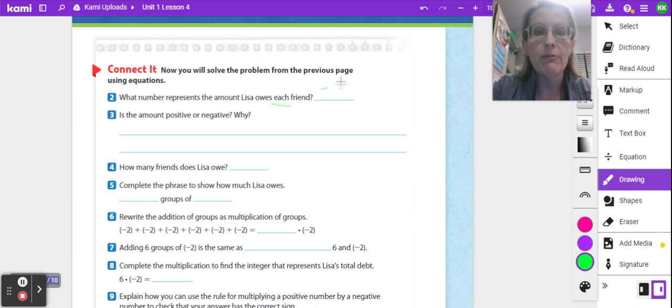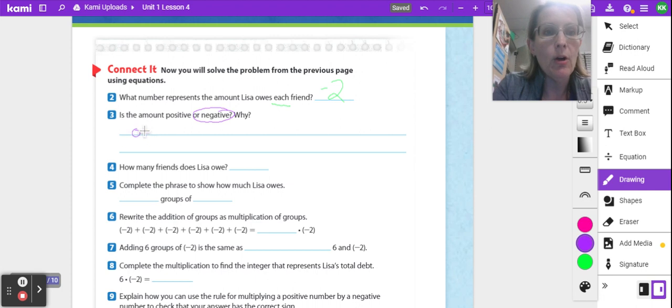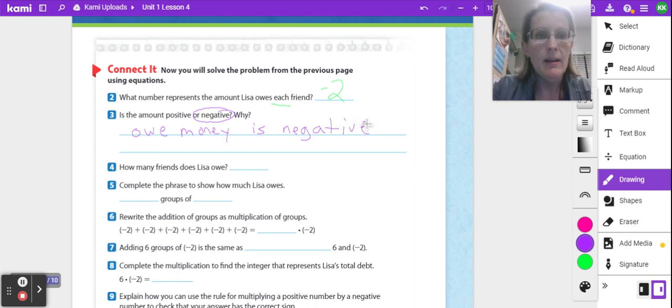So every friend was $2. So that's why that one's a negative 2. Is the amount positive or negative? Well, we kind of already said that. It's negative. Why? Because if you owe money, it is going to be a negative. And then back in the question, how many friends does Lisa owe? It said from the question that she owed $2 to each of her 6 friends.